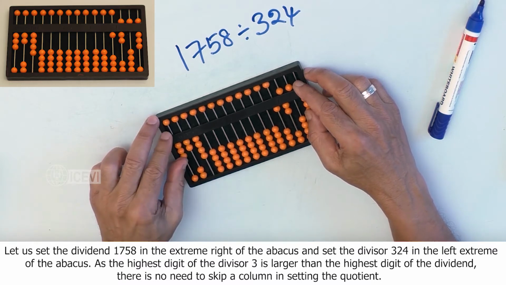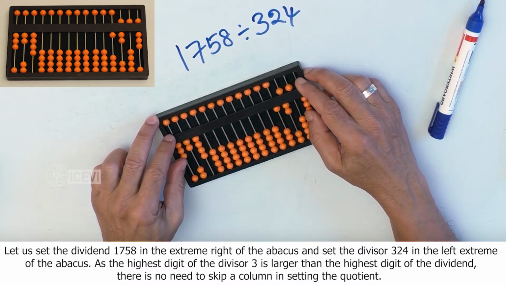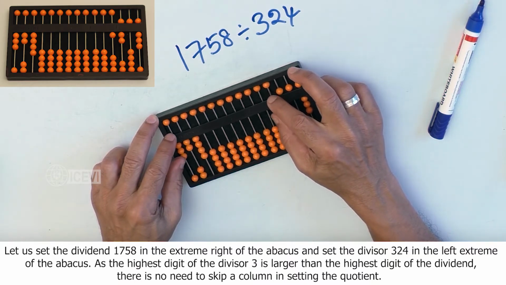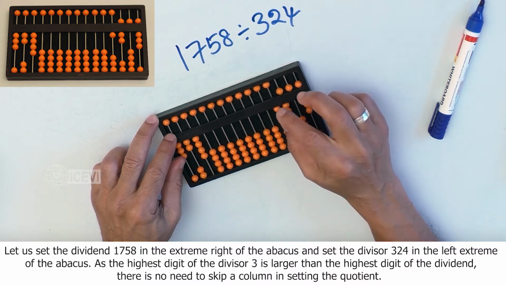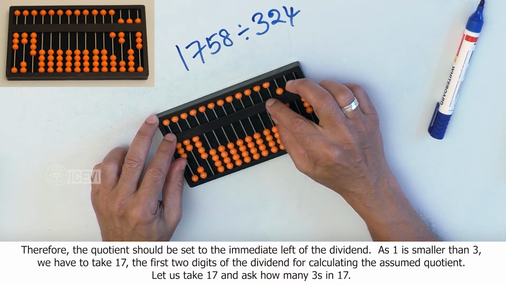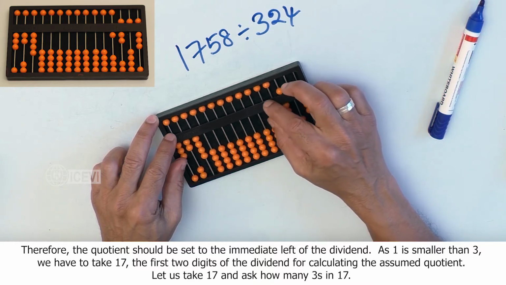As the highest digit of the divisor 3 is larger than the highest digit of the dividend, there is no need to skip a column in setting the quotient. Therefore, the quotient should be set to the immediate left of the dividend.